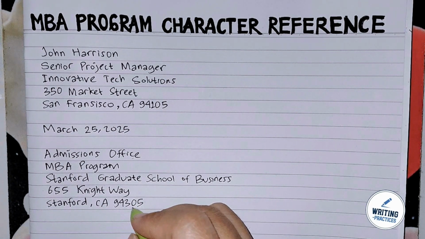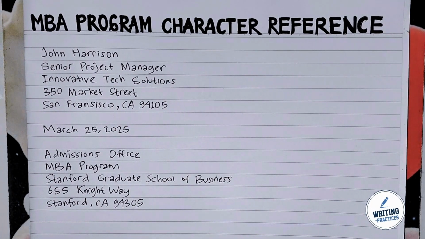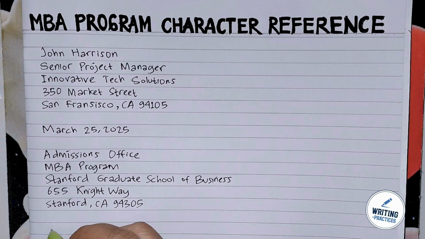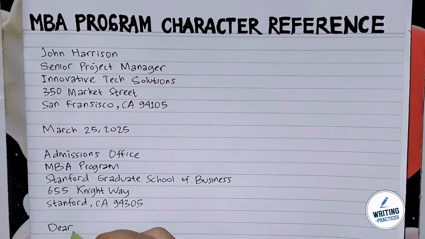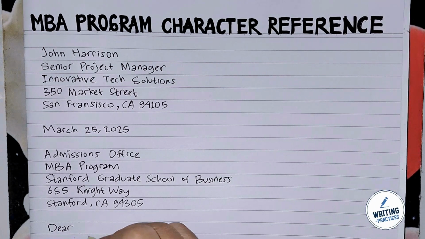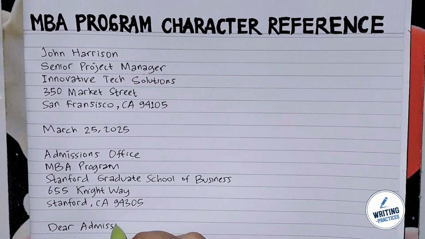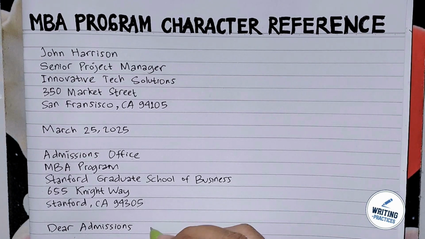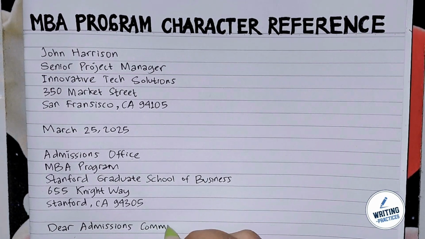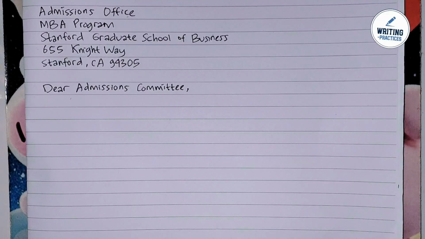After that, you can write the subject line, but it is optional. Clearly state the intent of the letter, and who it concerns. You may write, character reference letter for, followed by the applicant's full name. And you can open the letter with a formal salutation. Begin the letter with a formal and respectful greeting by writing, "Dear Admissions Committee."